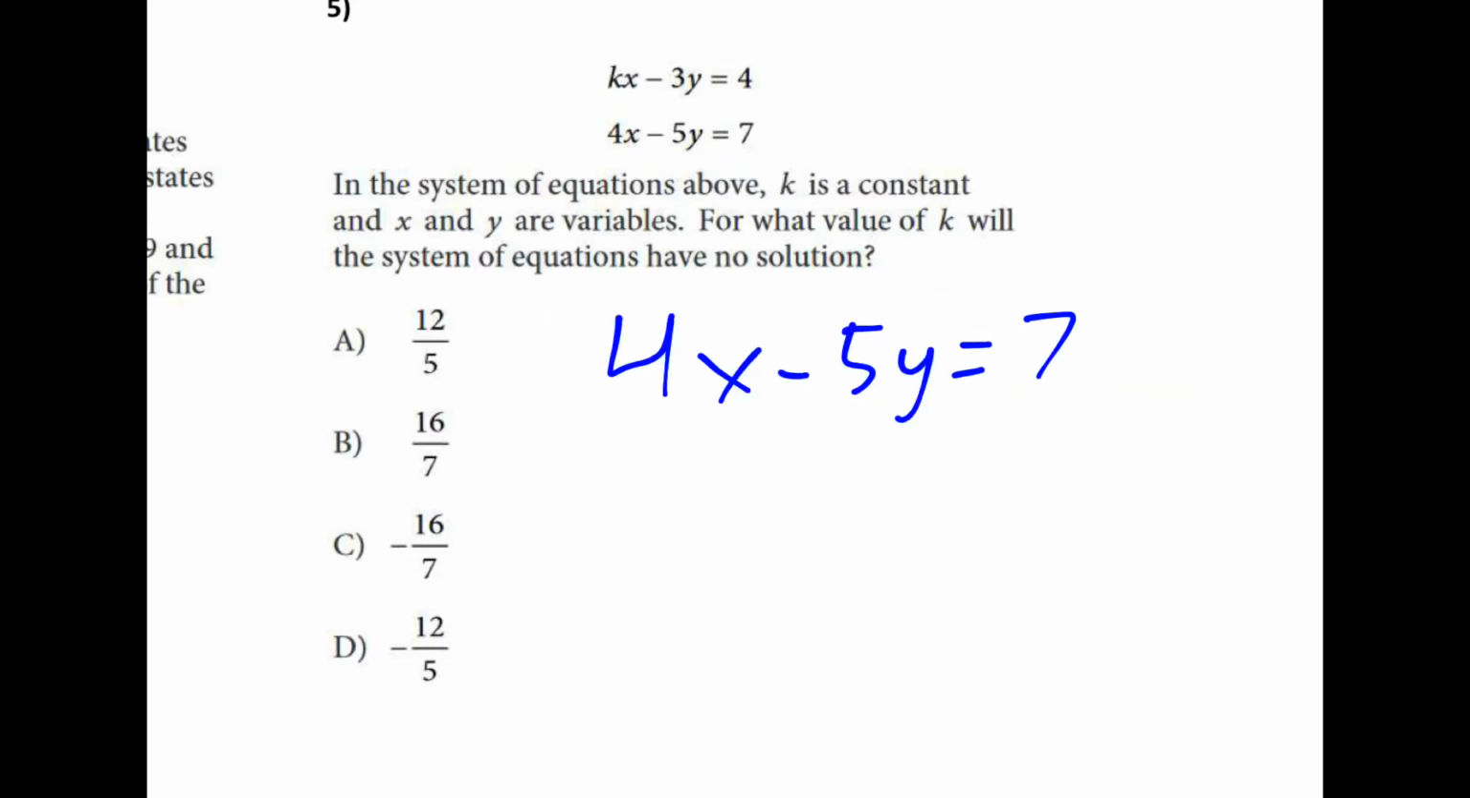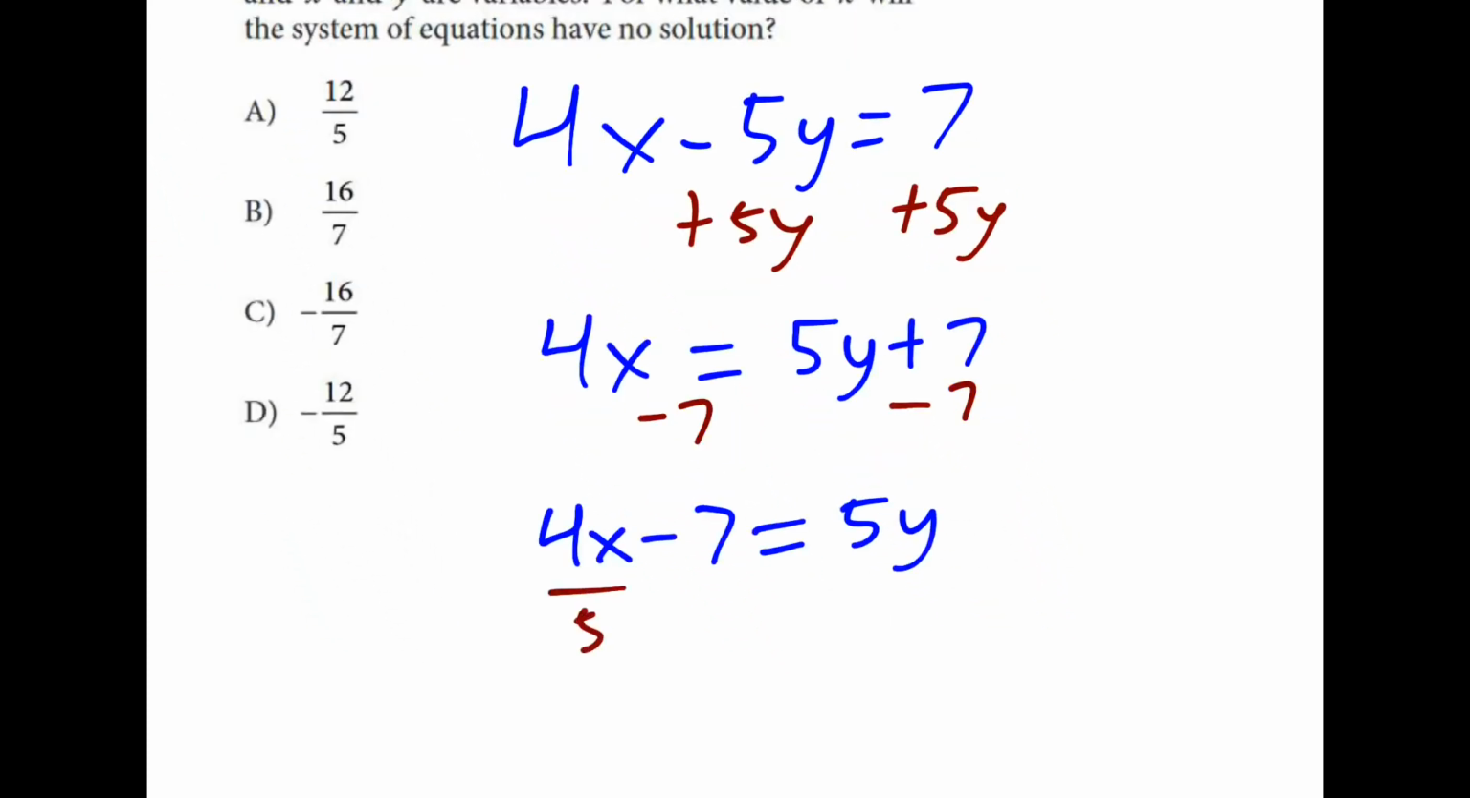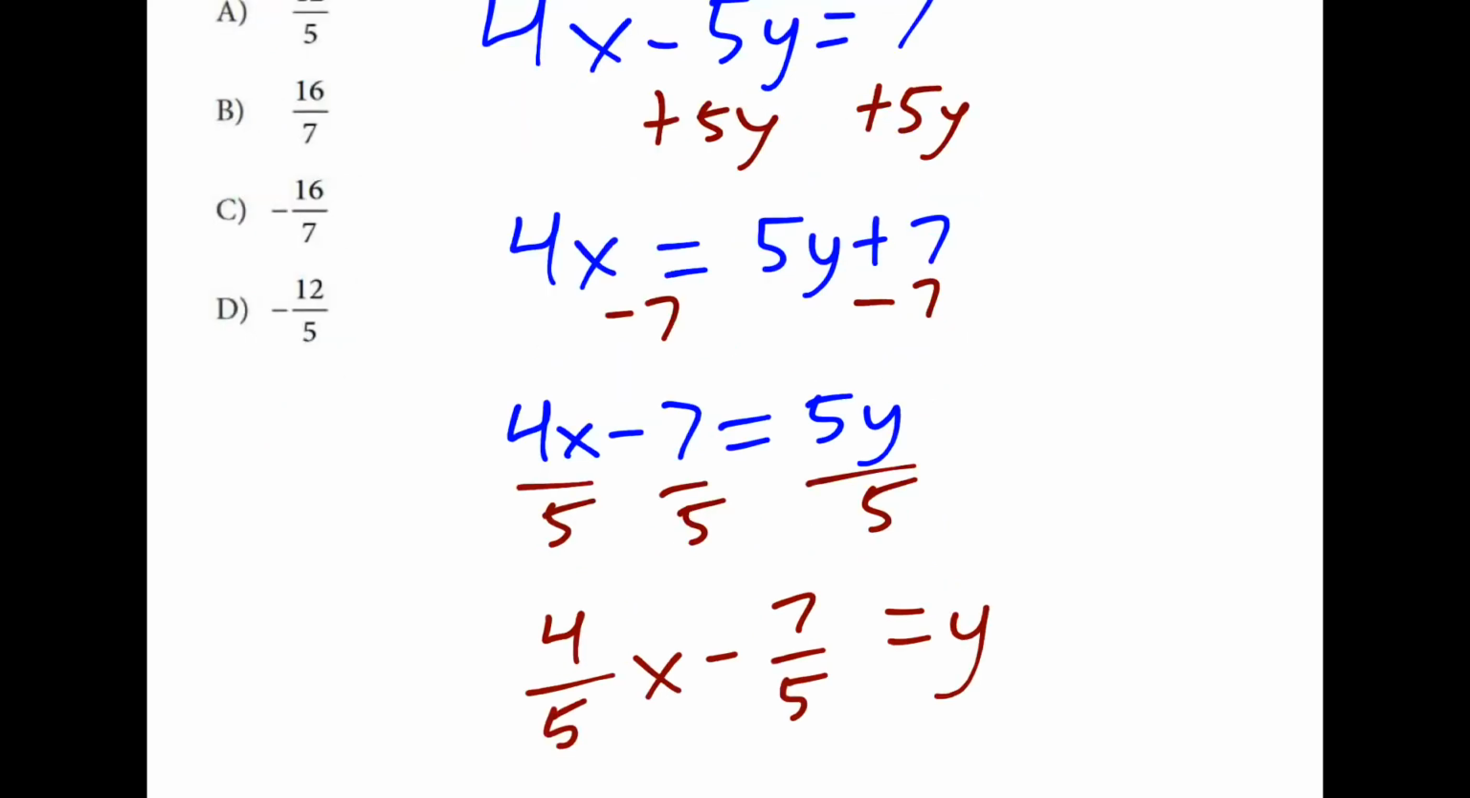So I might solve this bottom equation for y. I could add 5y to both sides, for example. Then I might subtract 7. And finally, I might choose to divide by 5, all three terms. So it's kind of backwards. Instead of y equals mx plus b, I have mx plus b is equal to y. But my slope is 4/5.